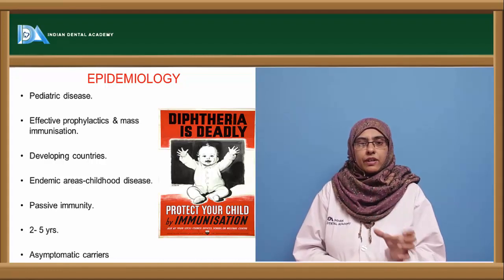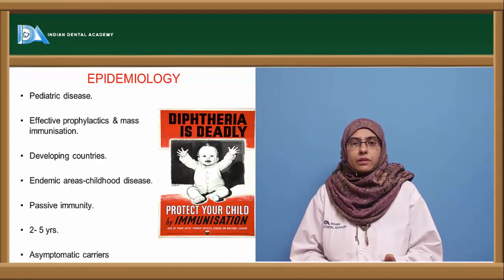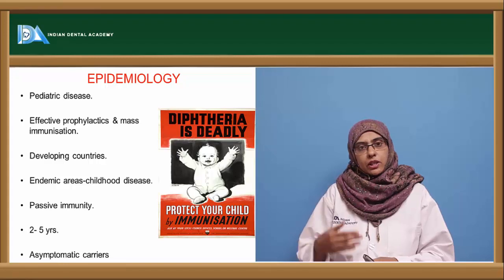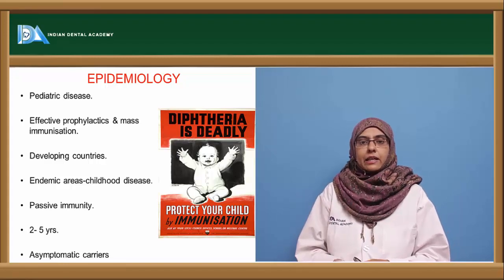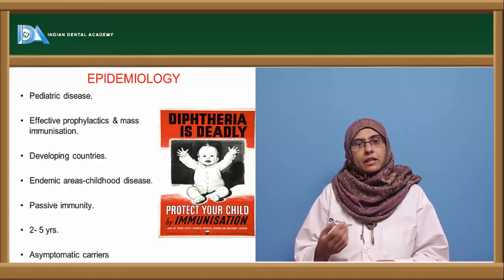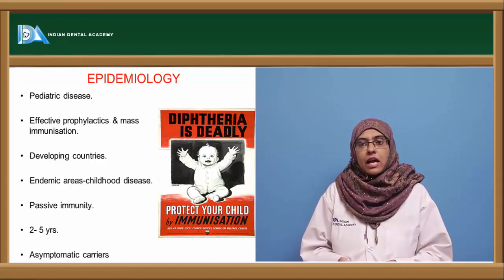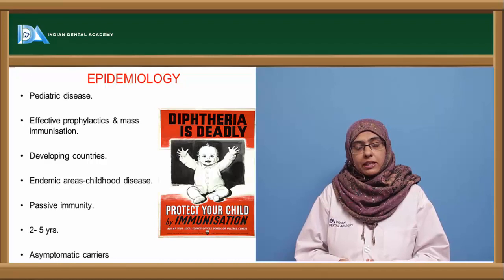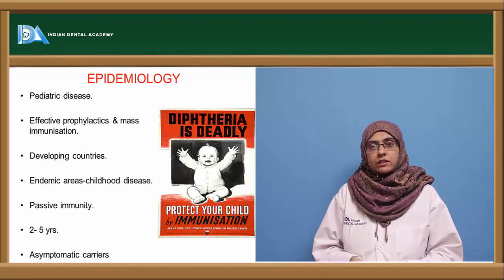Between 2 to 5 years you can see the children suffering from this disease, and the disease can be brought down after 5 to 10 years and completely eliminated after 10 years due to the active immunity that can be developed in the individuals. And it is asymptomatic carriers that can carry the infections.